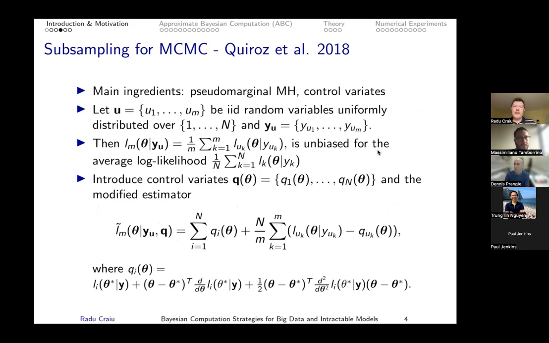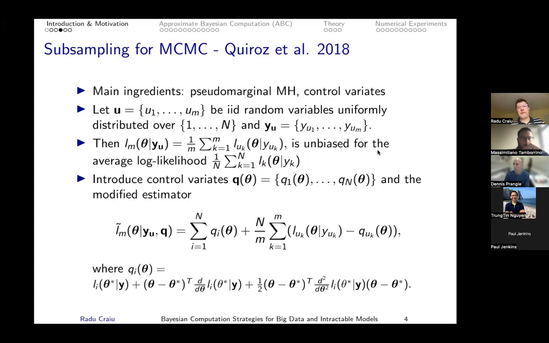Among the subsampling strategies, recently I've looked more carefully at this work by Quiroz and his co-authors. Some of them are online. So the main ingredients of essentially many of the methods that address the challenges I mentioned here are pseudo-marginal. The pseudo-marginal method due to Christophe Andrieu, Gareth Roberts, Matti Vihola, Arnaud Doucet, and others, obviously.